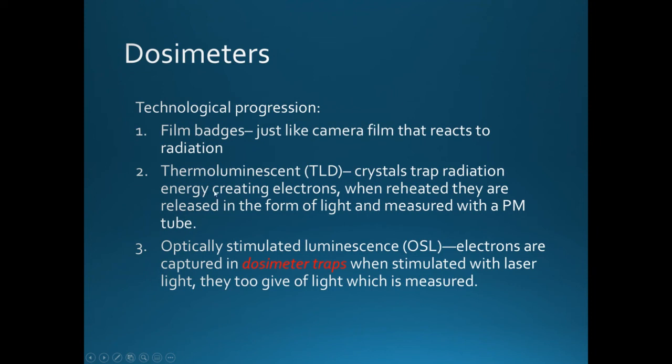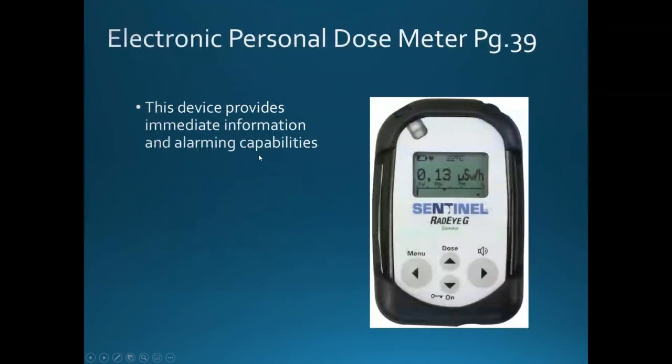So this one here uses heat, and then it progressed one more time to optically stimulated luminescence, or OSL, where electrons again are captured in what's called a dosimeter trap, and then they get stimulated with laser light, and they also give off light, which is measured. So similar but different. Be mildly educated on the uniqueness between the different technologies here.